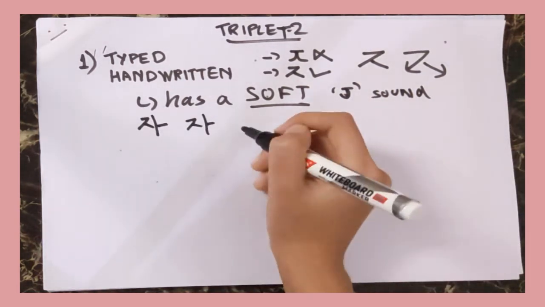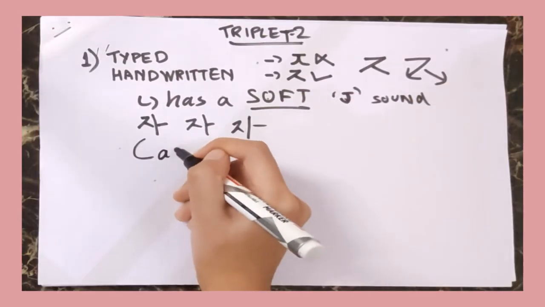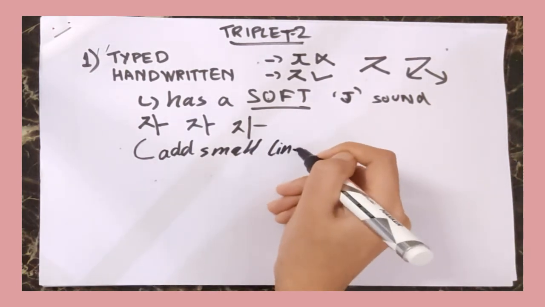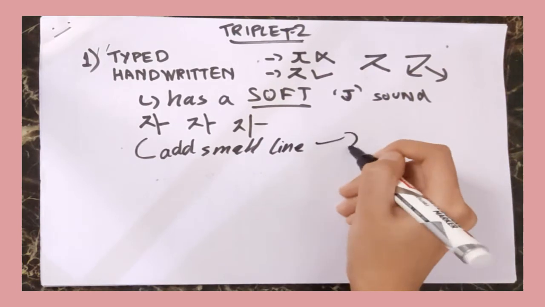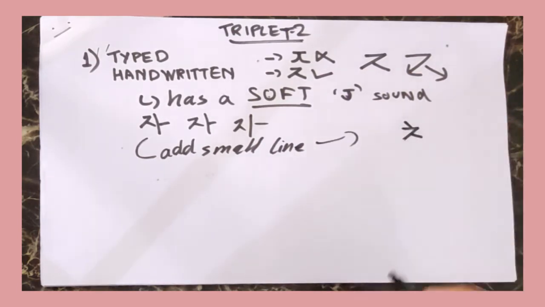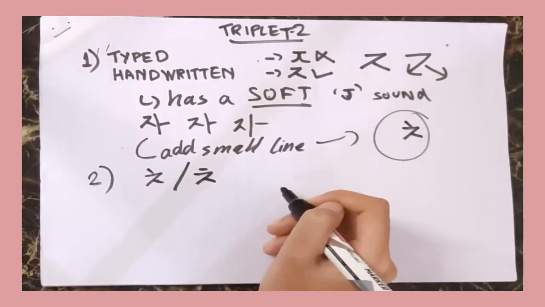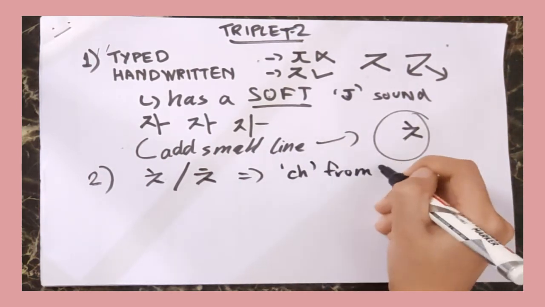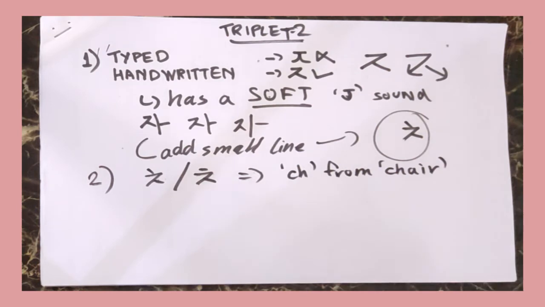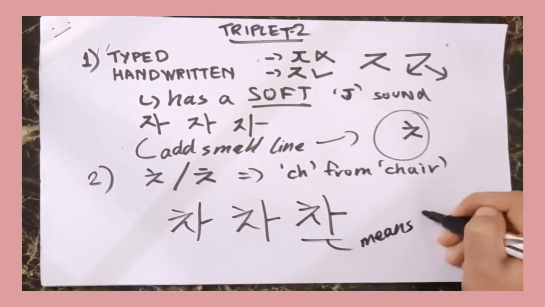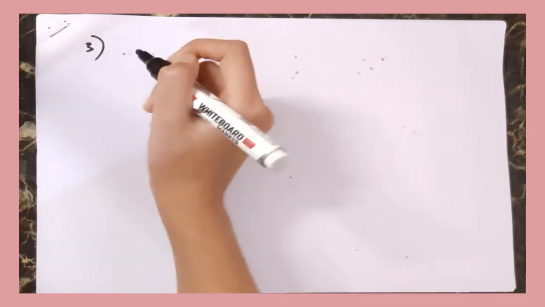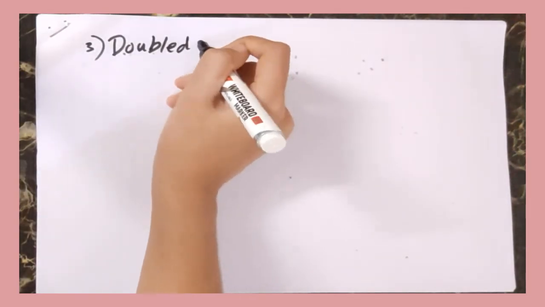Jha, jha, jha. Now if we add a small line to the top of the base consonant, we get its aspirated version, cha. Right? Now this has a sound of CH from chair, right? But then again, it's a bit softer. Listen closely. Cha, cha. By the way, cha also means tea in Korean. Now let's look at the double version of the J triplet.